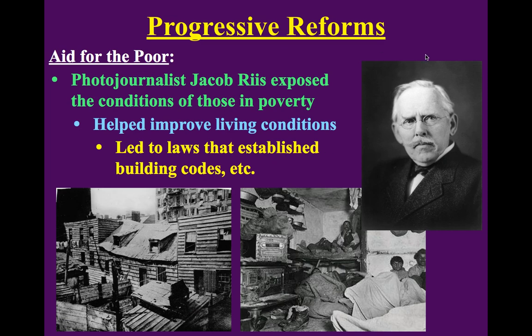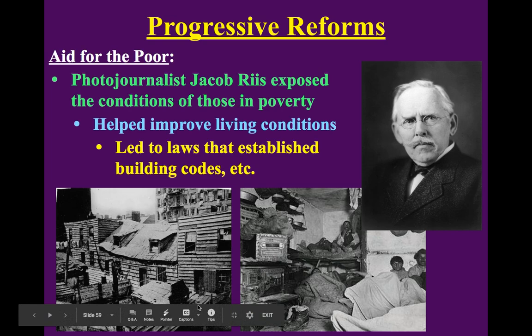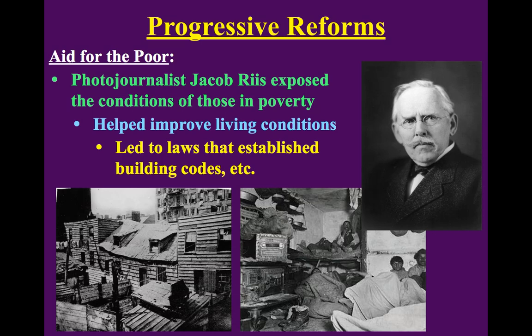Aid for the poor. This guy is a photographer. His name is Jacob Riis. A lot of these pictures are very famous. Okay. This shows how the poor were living in the early 1900s. They were bad. There weren't building codes in place. All right. So all these buildings might not even be stable. Those collapse in on themselves, and these poor people would probably be seriously injured or killed in these accidents.